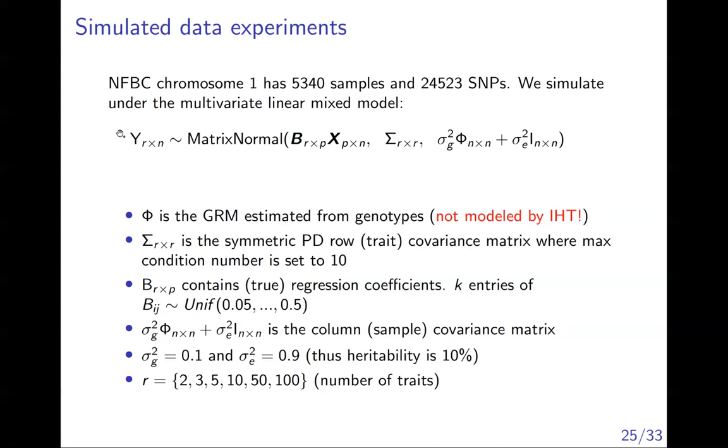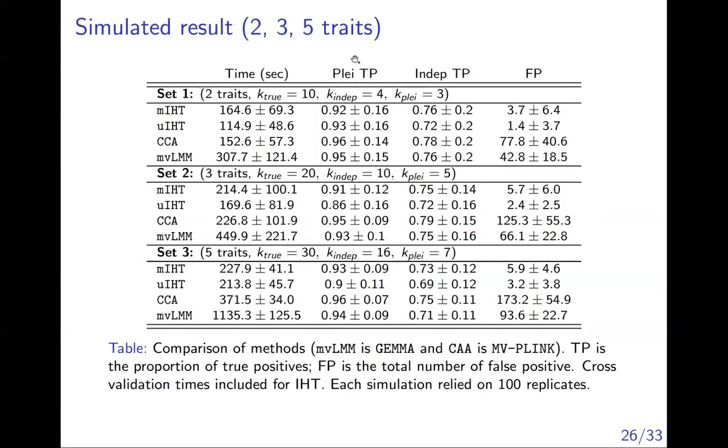When we did the simulation, we tested a small number of traits like 2, 3, 5, and then a large number of traits, 10, 50, 100. Here is the simulated result for 2, 3, and 5 traits. We compared the multivariate version of IHT to the univariate version, so multiple univariate GWAS. And then we also compared it to CCA, which is multivariate Plink and is the second fastest software, and the multivariate linear mixed model, which is the Gamma software.